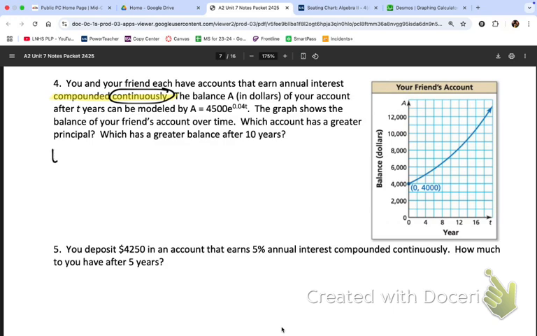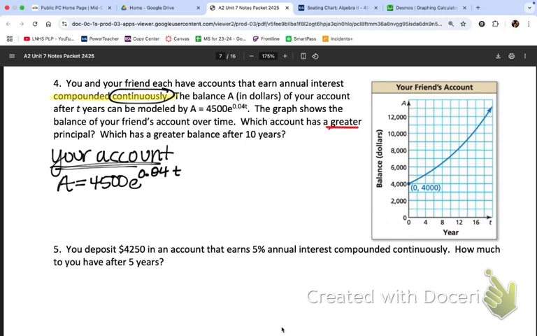All right, so here is your account. It's that equation in the problem. So A is equal to 4,500 E raised to 0.04 T. Okay, we'll start with this. What is the greater principal? Who has the greater principal?